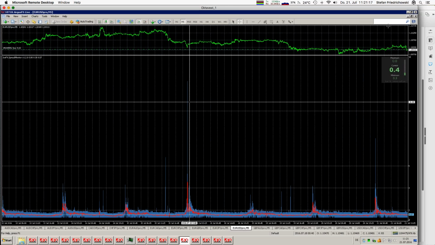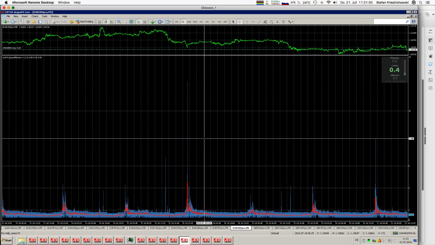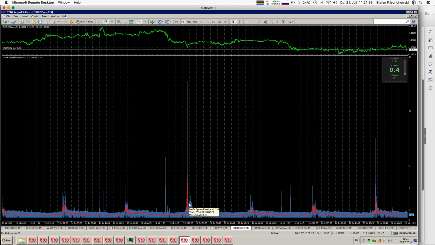So in this case, let me have a look. It's going up to 10 bips, which is really a lot for euro US dollar. But we know that kind of behavior and we monitor that kind of behavior. Monitoring means all those numbers are stored and can be analyzed afterwards. So that is exactly what I personally do.